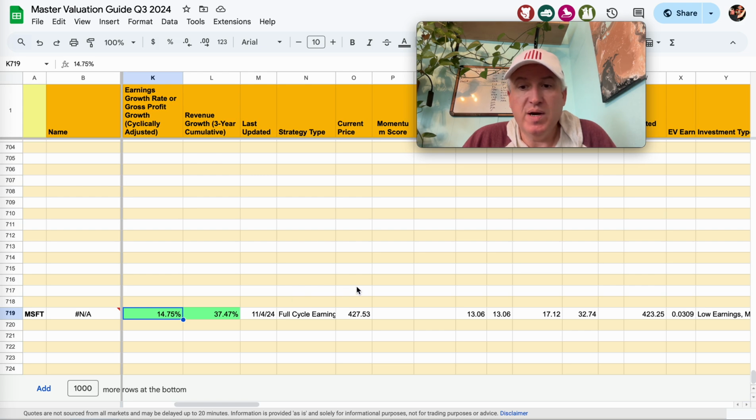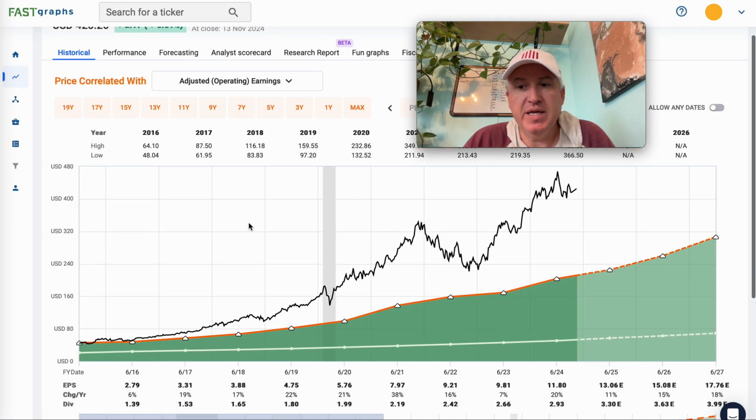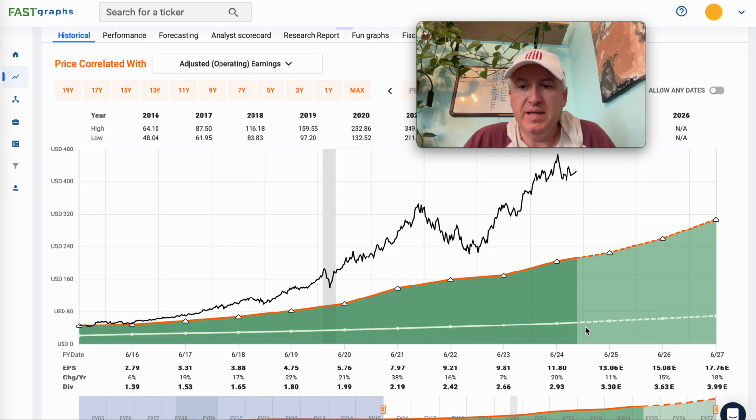14.75% earnings growth is what I'm going to assume for Microsoft going forward. That's a pretty healthy sum for a company that's as big as Microsoft, but you can see analysts are right in line with me. I based that earnings growth on the previous 9.5 years, and then I take off a little bit for the shares they bought. They bought about 10% of the company back, so I adjust for that a little bit.